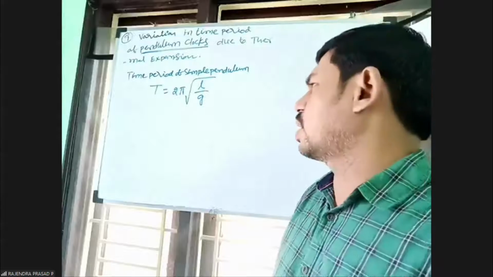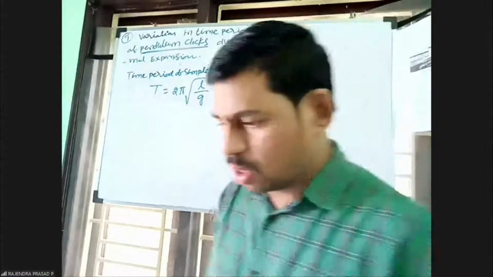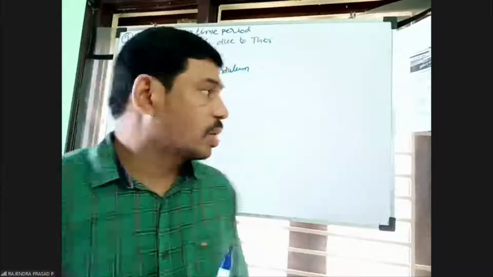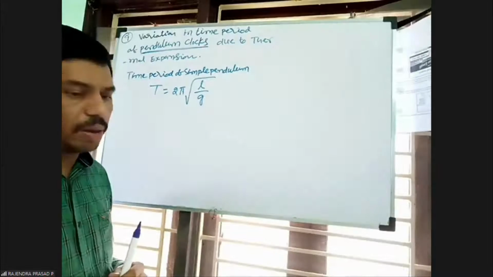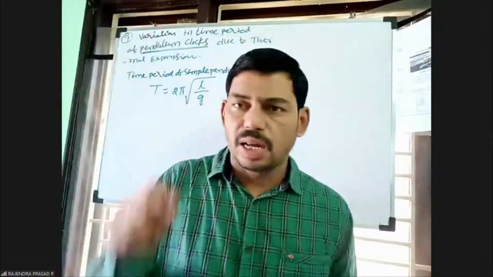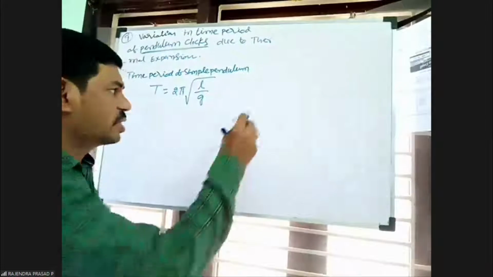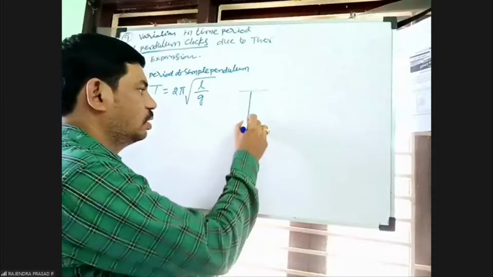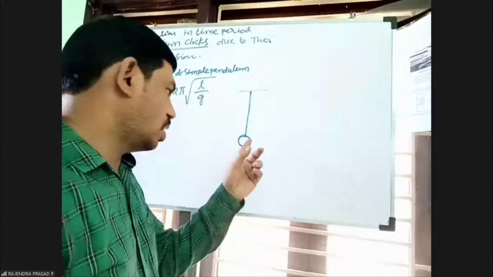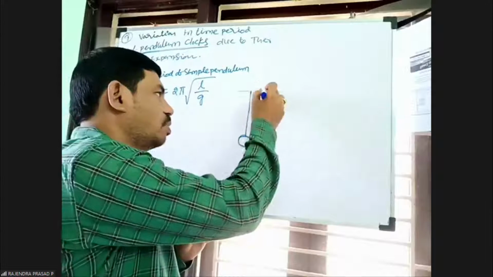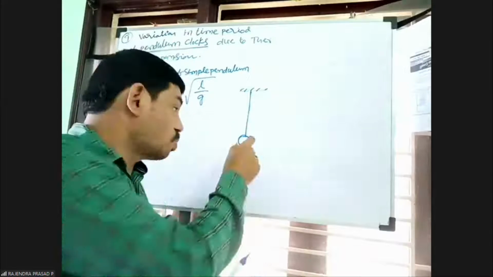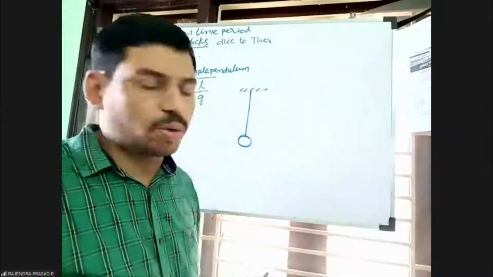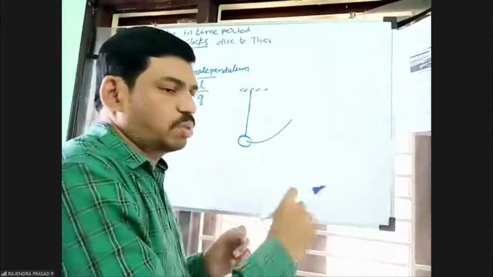There are a number of applications: T equal to 2 pi root of I by mgd for the compound pendulum, torsion pendulum, and other pendulums. This is the simple pendulum, T equal to 2 pi root of L by g. L is the length of the pendulum, g is the acceleration due to gravity. What is a simple pendulum? A small metal sphere is attached to the lower end of a string, and the other end of the string is attached to a rigid support. It is pulled to a side and released.